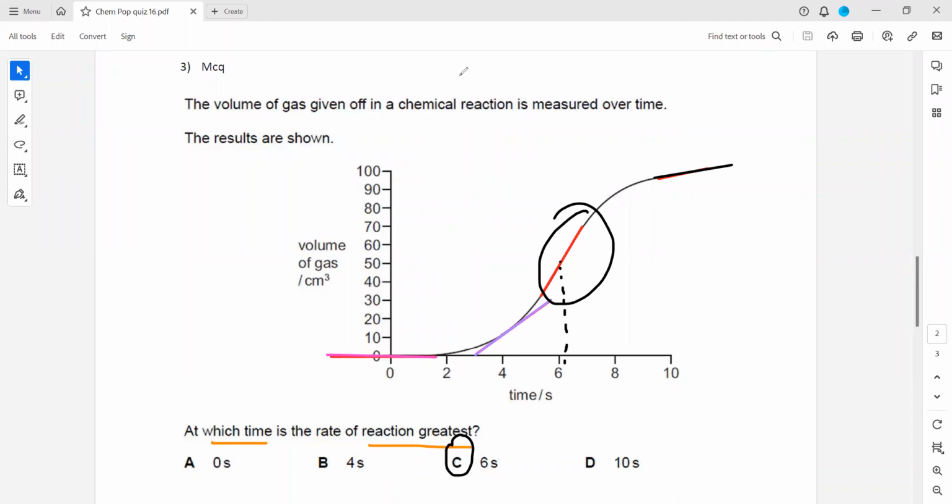That point will have the maximum rate, because the slope or the gradient represents the rate of a chemical reaction. So the point having a maximum slope or gradient is where the rate will be maximum.